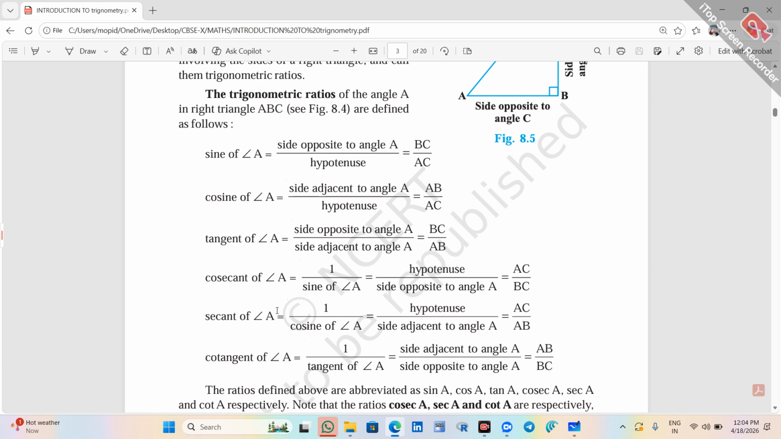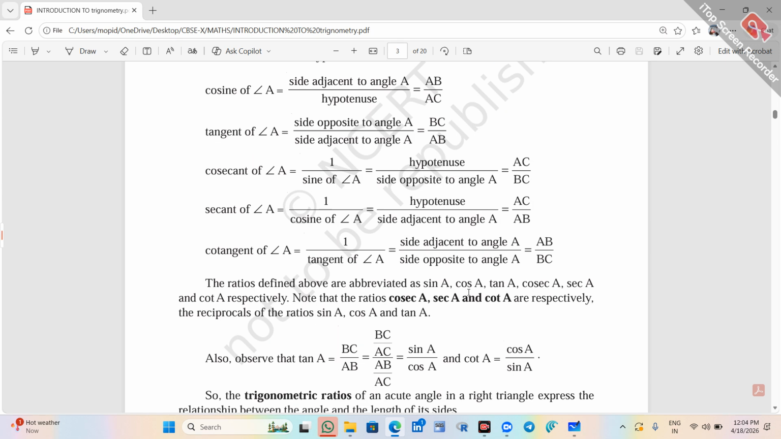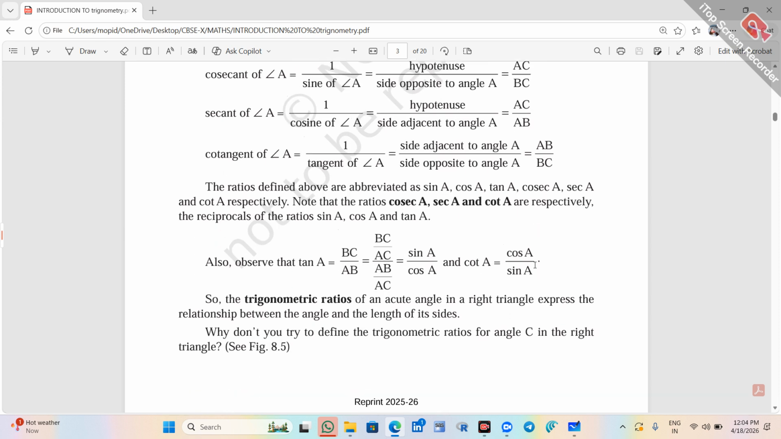And cosecant of angle A will be 1 over sine theta, that is hypotenuse over opposite side. Secant theta will be 1 over cosine theta, that is hypotenuse over adjacent side. And cotangent theta will be 1 over tan theta, that is the side adjacent to angle A over the side opposite to angle A. This is about trigonometric ratios.